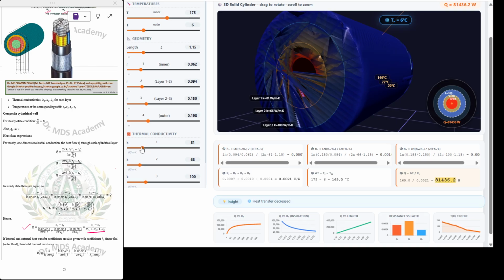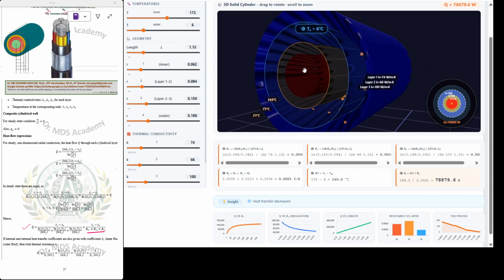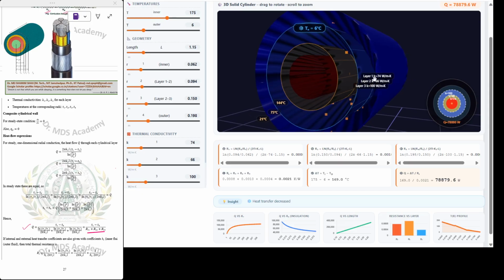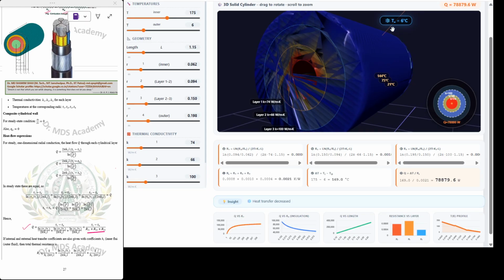K1 is the thermal conductivity of the first layer, this one. K2 is for this one, and K3 for this layer. Similarly here, T inner is the inside temperature, this red one. T outer is the wall temperature. T naught is equal to 6 degrees Celsius currently. When you are rising, say I have kept the outer one at 51 degrees Celsius, and the inside one is set at 184 something.